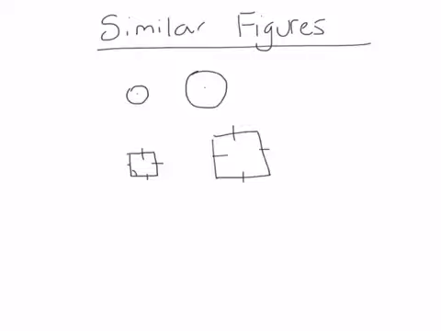All the angles inside a square are exactly the same as inside another one. The symbol for similarity is 3 parallel lines vertical.